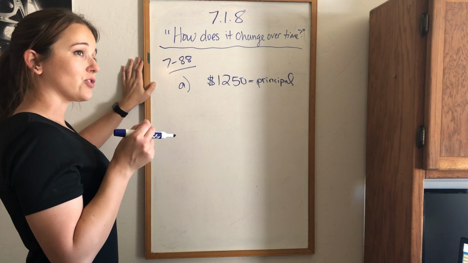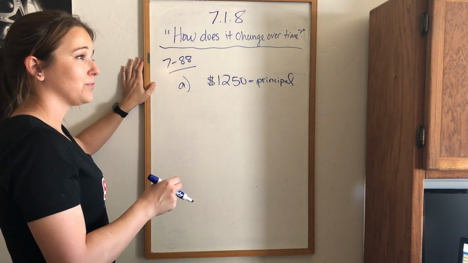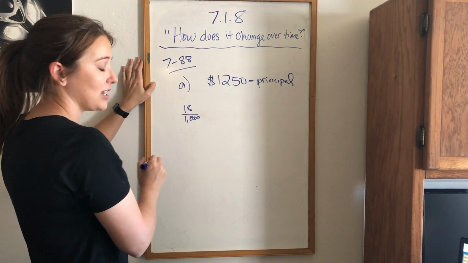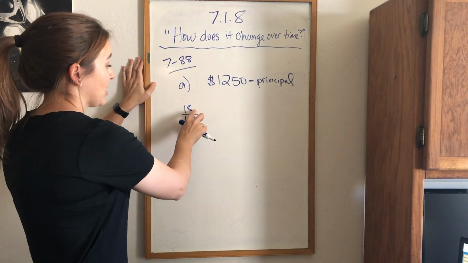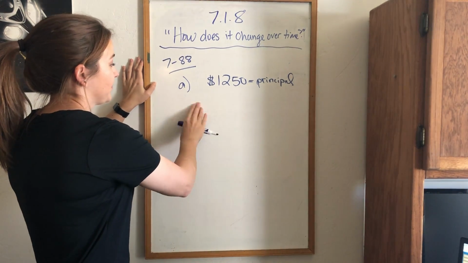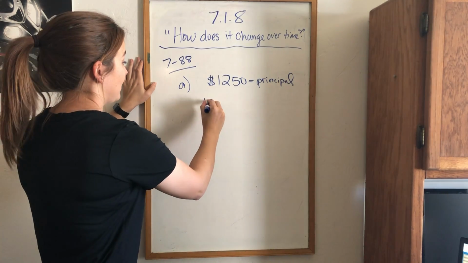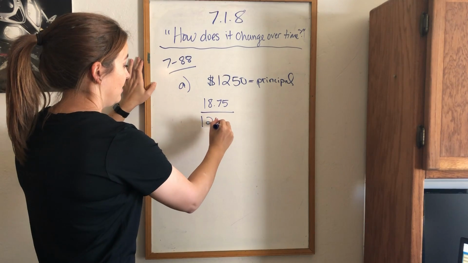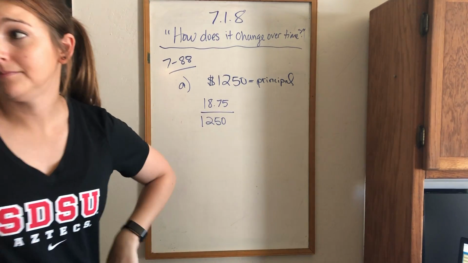So I'm going to take the strategy I used in the last problem. Remember when we divided 18 divided by 1,000 to get our percent interest? Because that was how much was being added each week. So I'm going to take 1875 for this problem, and I'm going to divide it by 1250. Can you do that for me? I'm sorry, Joe.